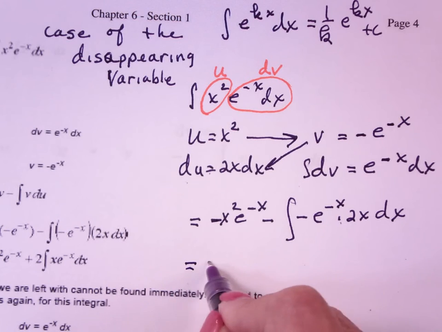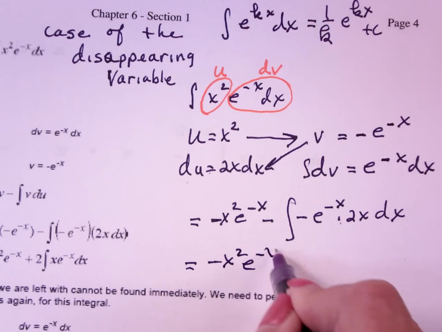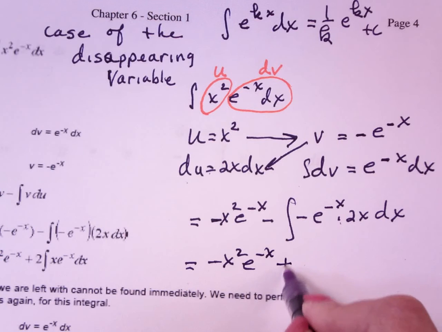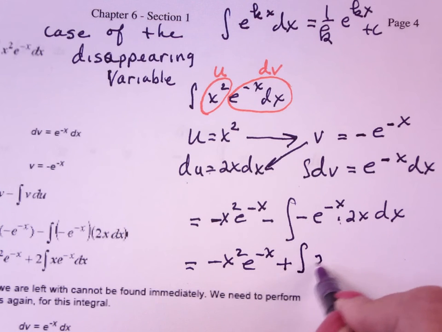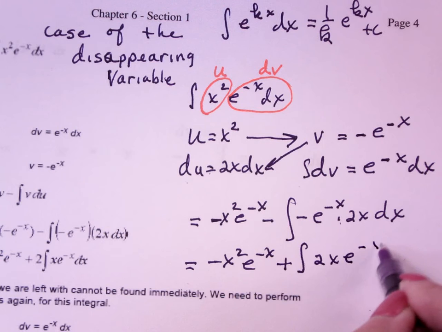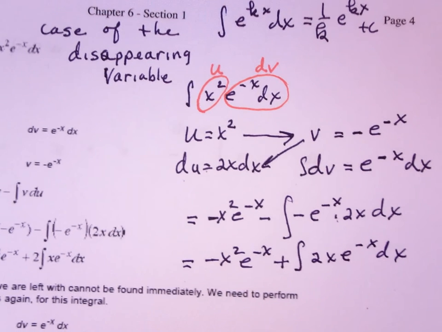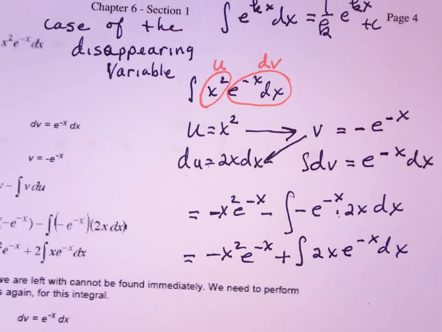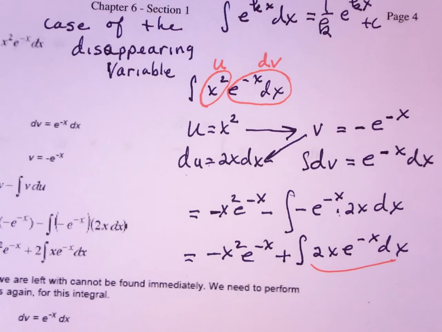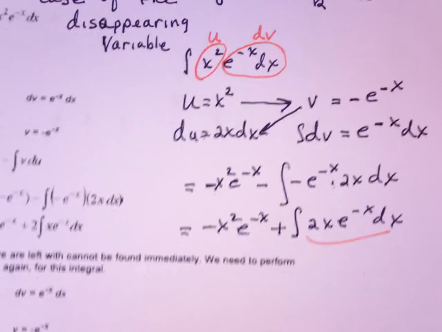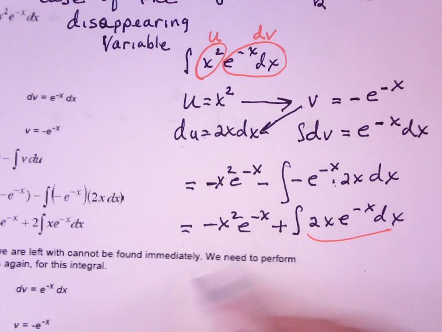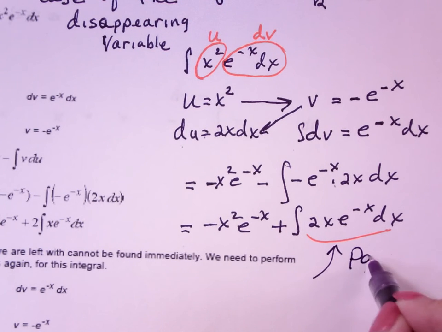which turns into minus x squared e to the minus x. Minus times a minus is a plus. The integral of 2x e to the minus x dx. And then we see there is a problem, correct? Is this guy integrable? No. So what am I going to have to do? One more time. And I'm going to let you kind of follow it through on the other end, but I'll just kind of set it up. This is parts again.